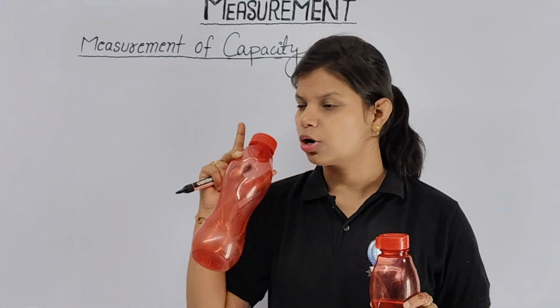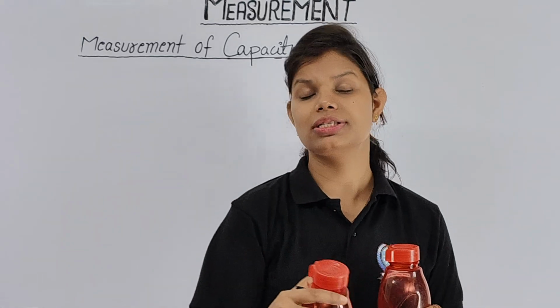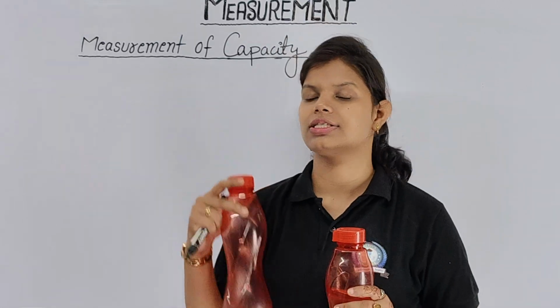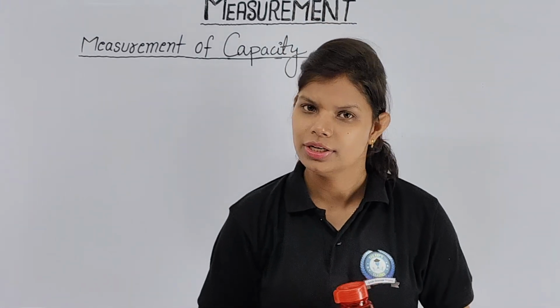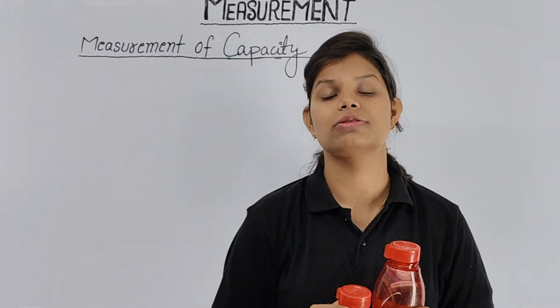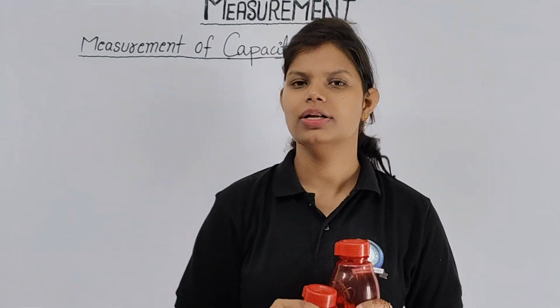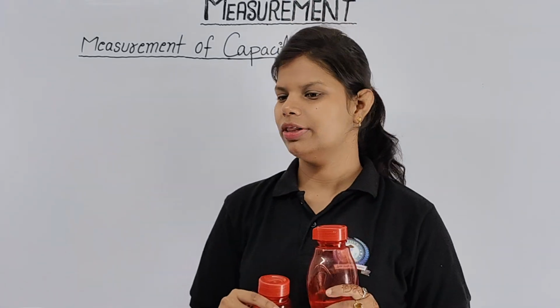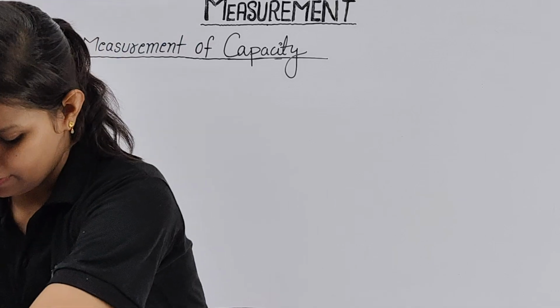Understood? Through this topic we are going to learn about different units which we use for measuring liquids. To find the units of liquid we use this term, capacity. So this is clear, what type of object we'll use. We are going to use liquids to find the measurement of capacity. I hope you are clear with this one. So let's begin our class with the topic measurement of capacity.